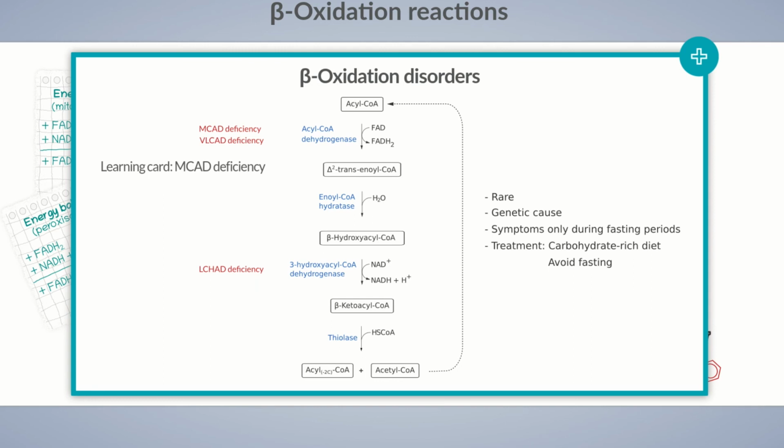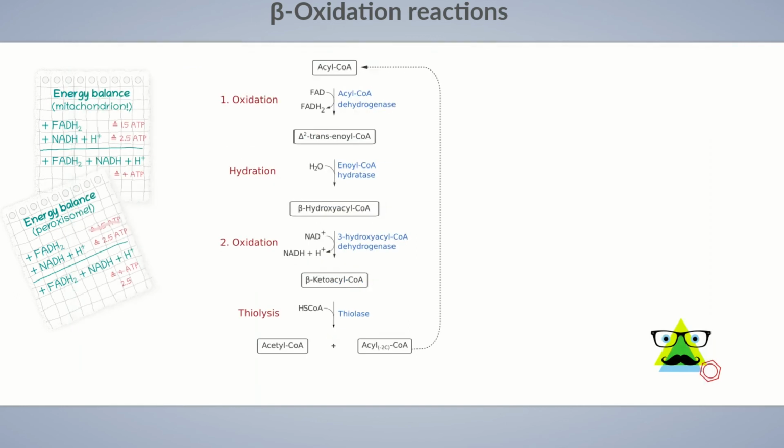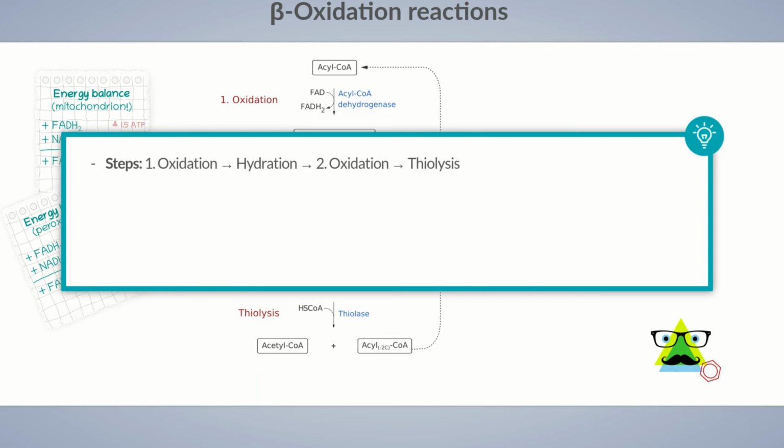By the way, testing of the mentioned enzymes is part of newborn screening. Let's finish off with summarizing the most important points on beta-oxidation. The cleavage of acyl-CoA into acetyl-CoA occurs in 4 reaction steps. After the initial oxidation of the bond between C2 and C3, hydration takes place. Subsequently, the beta carbon atom is further oxidized. The final step involves cleavage of the molecule by thiolysis.